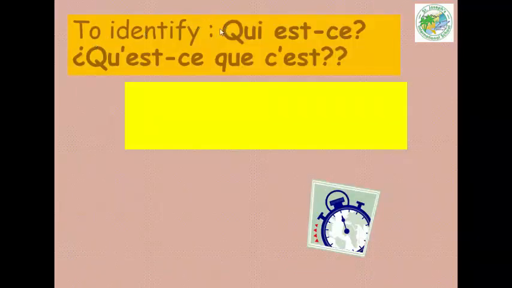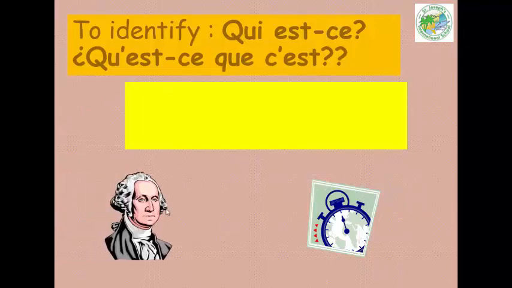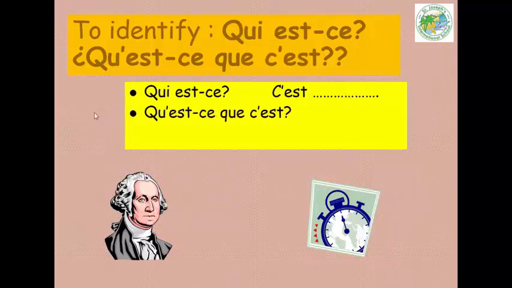What's the difference between qui est-ce and qu'est-ce que c'est? Qui est-ce? We ask about persons, people. Qu'est-ce que c'est? We ask about things. Okay? If you're asking about a famous person, you want to use the question qui est-ce? C'est, then tell the name. Qu'est-ce que c'est? C'est un for the singular masculine things and c'est une for the singular feminine things.